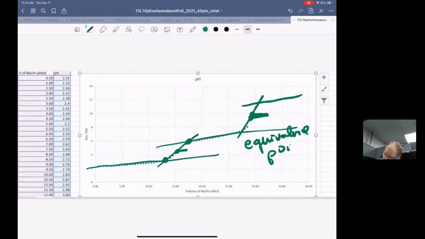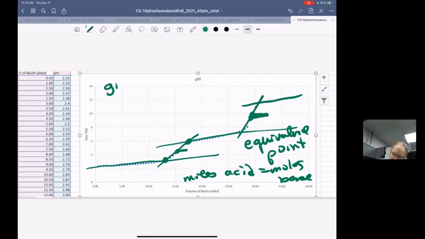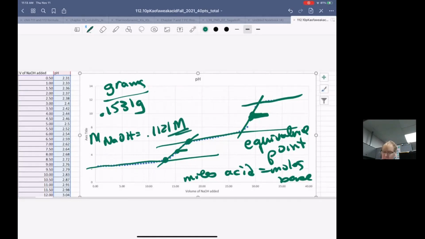The equivalence point, by definition, is the point where the moles of the acid are equal to the moles of the base. This is going to tell you a great deal about what you have in terms of your acid. So first of all, the one I'm doing, again, I took this from one of the students, and the number of grams of the acid that they weighed out was 0.1531 grams. They recorded the molarity of the sodium hydroxide here as 0.1121 molar. And from this, we can get a lot of information.